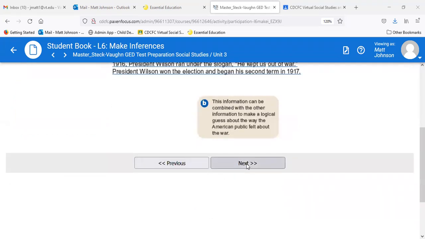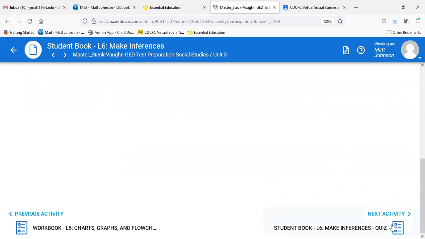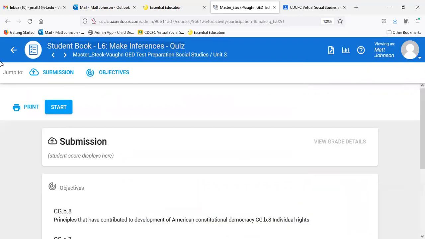All right, so let's go on to our quiz. Yeah, Unit 3, Lesson 6 quiz. Here we go.